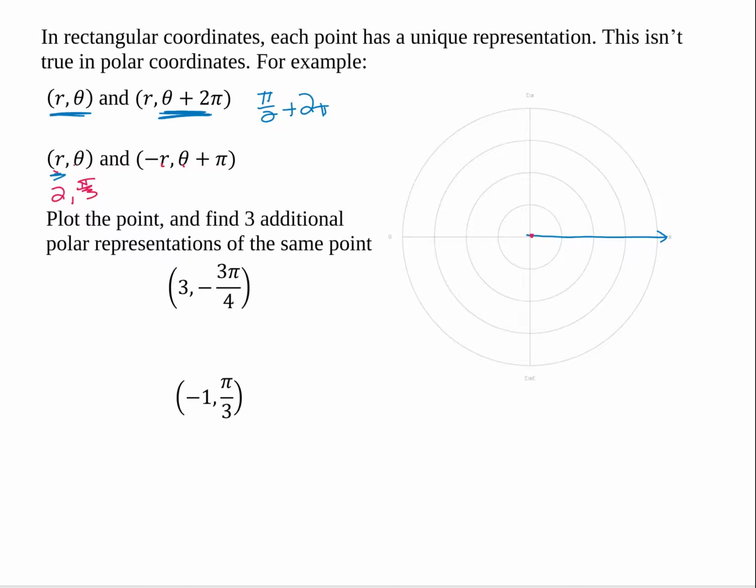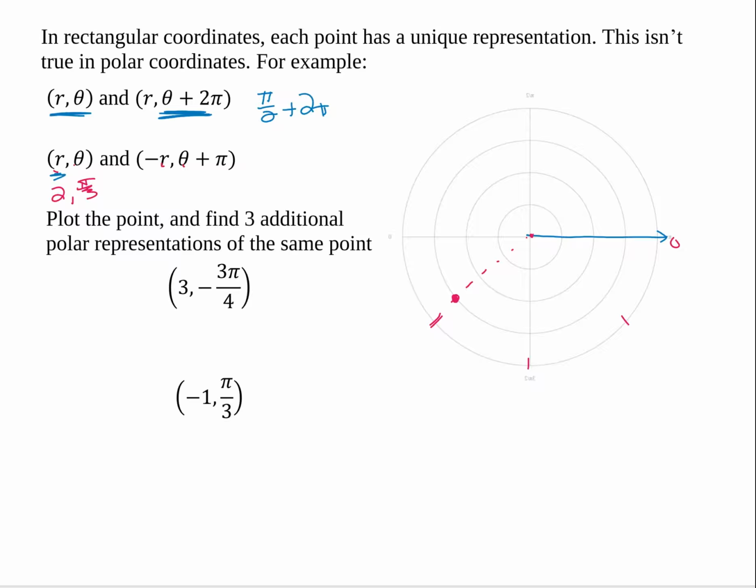So what do we have to do? Plot the point and find 3 additional polar representations of the same point. So let's first plot the point. So where's negative 3 pi over 4 at? So I'll do this one without screwing up this time. I'm going negative 3 pi over 4. So from 0, I go negative 1 pi over 4, negative 2 pi over 4, negative 3 pi over 4. So I'm along this ray. And now I have to have a radius of 3. So that is on the 3 ring right here. So that's my point, 3 comma negative 3 pi over 4.